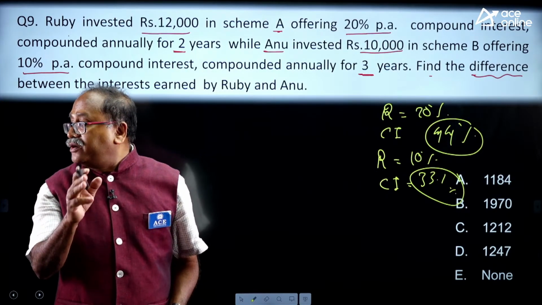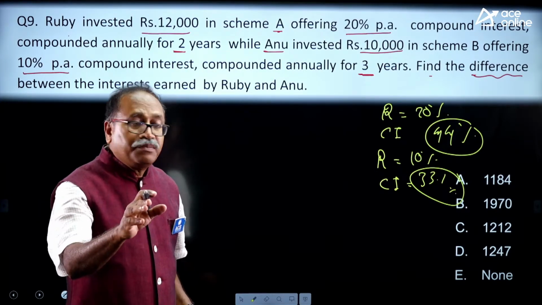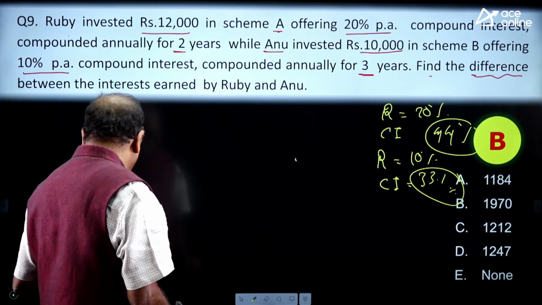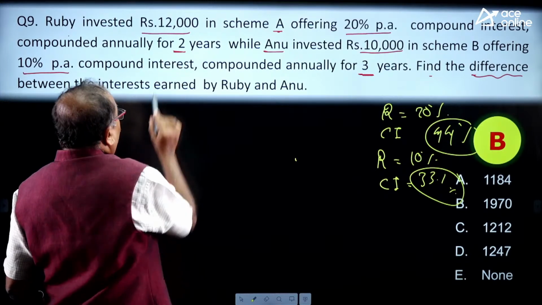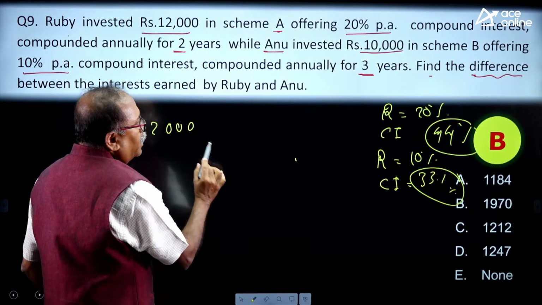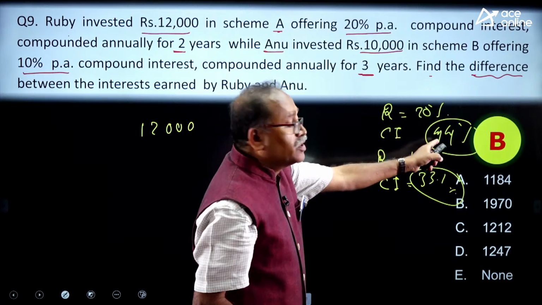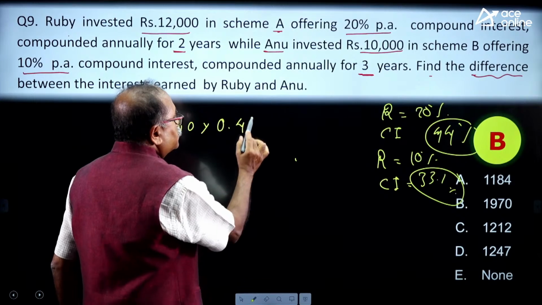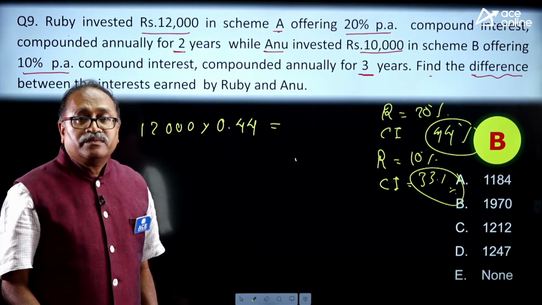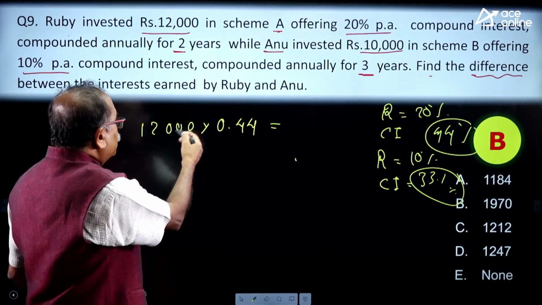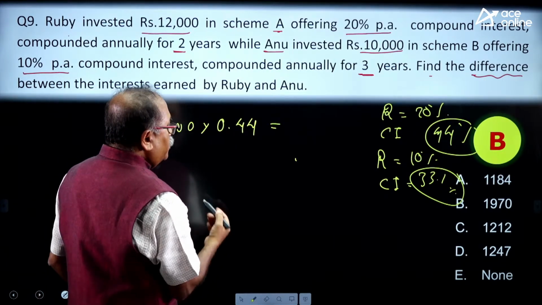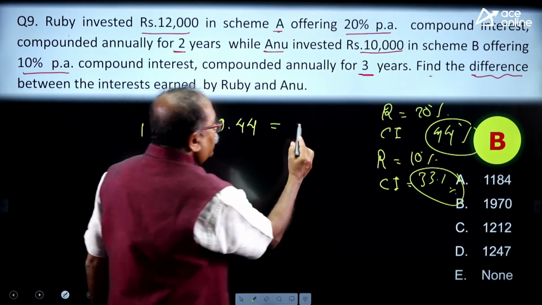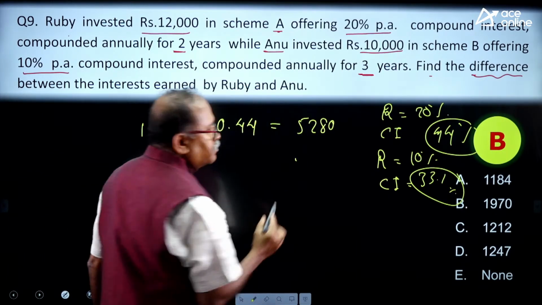Okay, time is up, and you said 1970, that is option B. Let's check. B is correct. Yes, that's right. Well done. So what I need to do here: my principal is 12,000 in the first case, and the rate of interest is 20% per annum. For 2 years it is 44% compound interest. So I will be taking 44% of this, and I will get the first interest. So cancel the 2 zeros over here, and 12 into 44 comes to 5280.